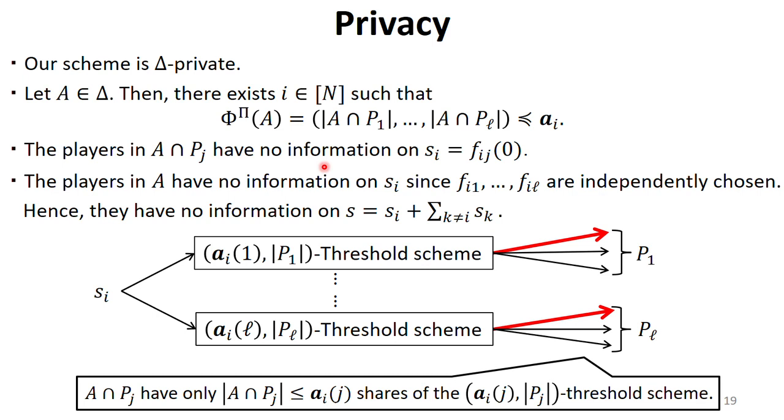Because we independently run these L Shamir schemes, the players in A have no information on SI either. Therefore, they have no information on the secret because it is masked by SI. So this proves the privacy of our scheme.